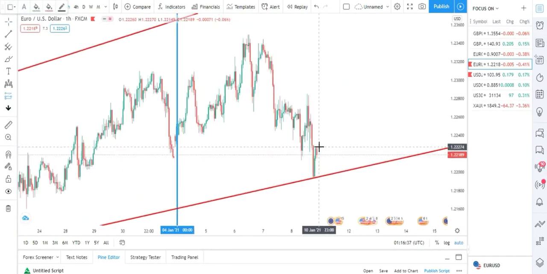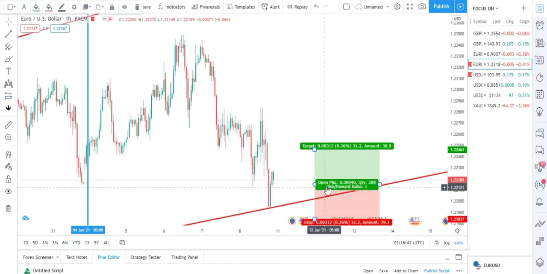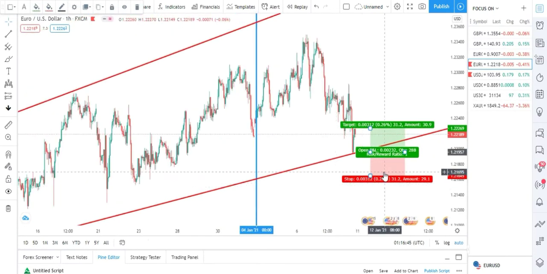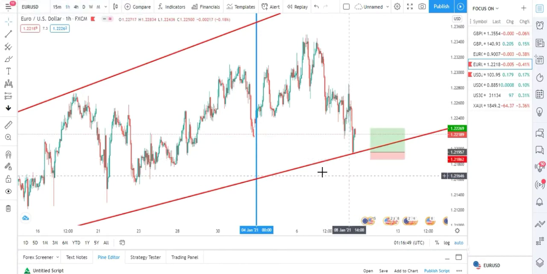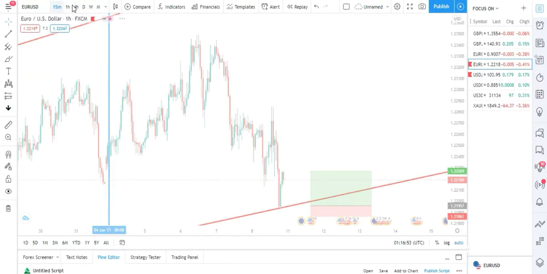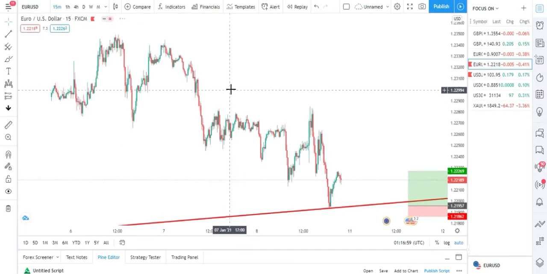Could have entered here, or even better, somewhere around here, so that my stop loss couldn't have been that far. But then you'll only be able to see it on the 15-minute time frame. So guys, I've realized I'm a day trader and a swing trader.